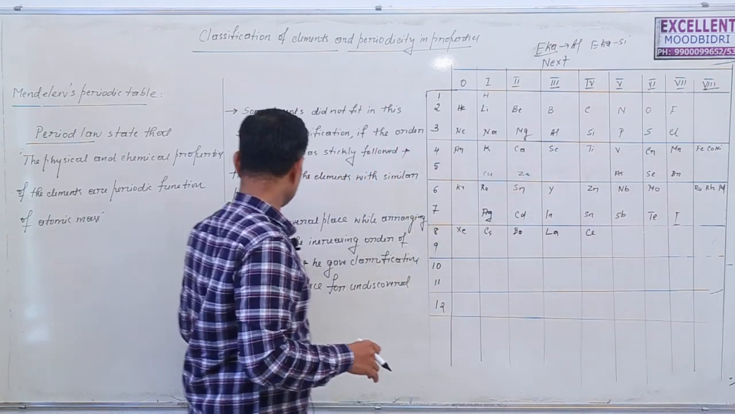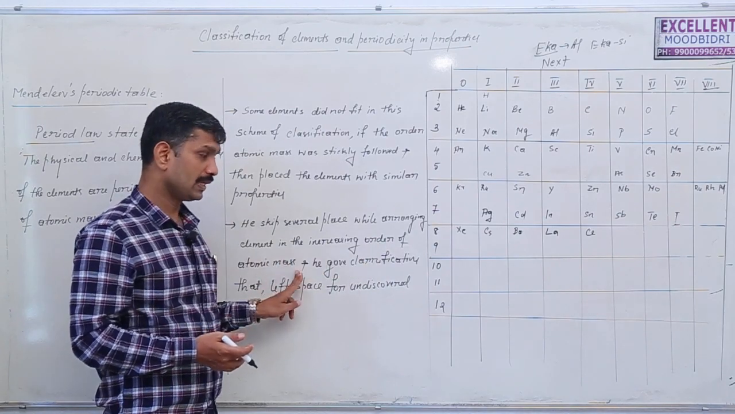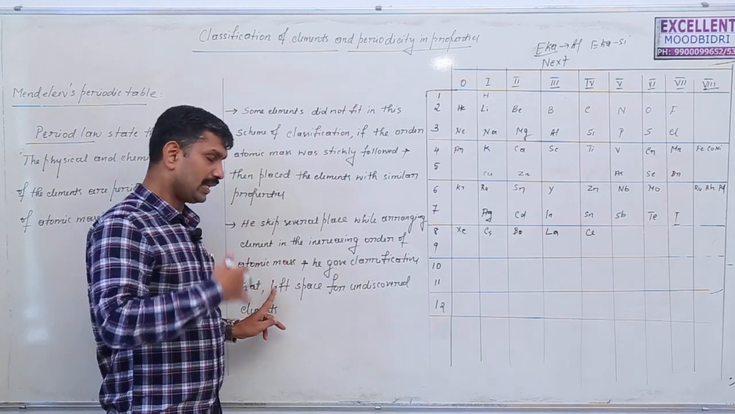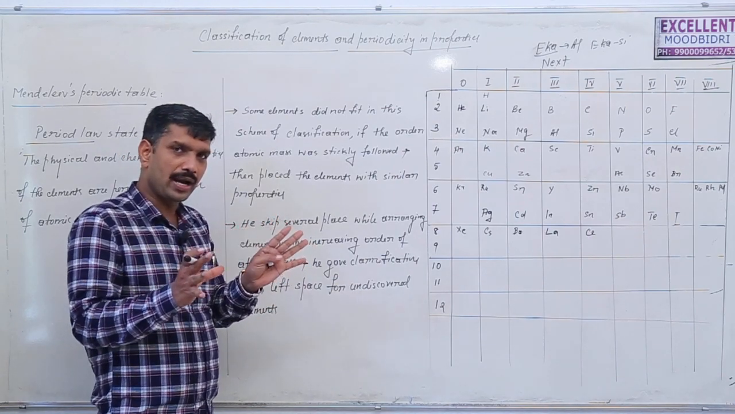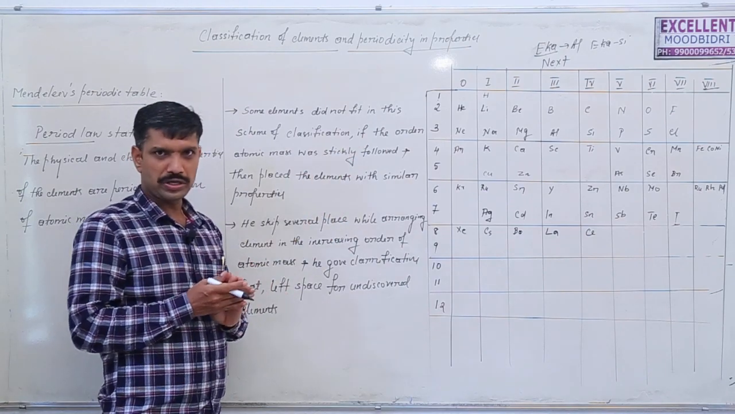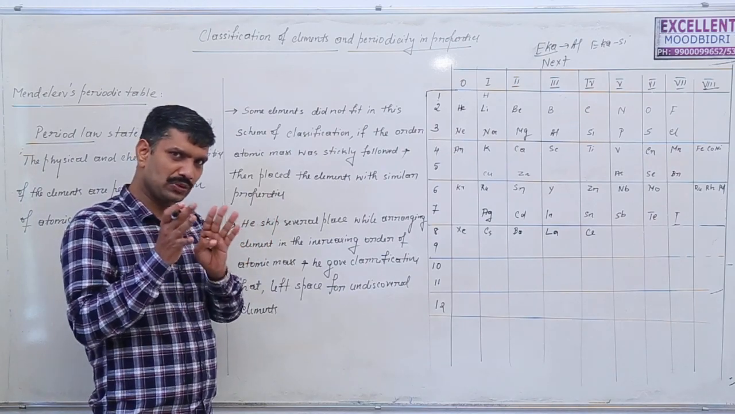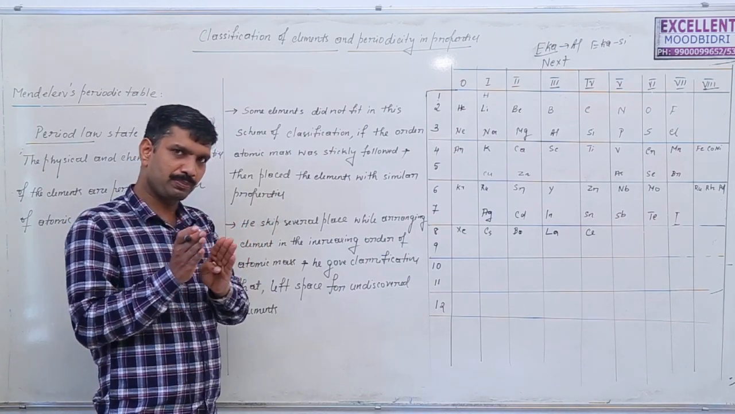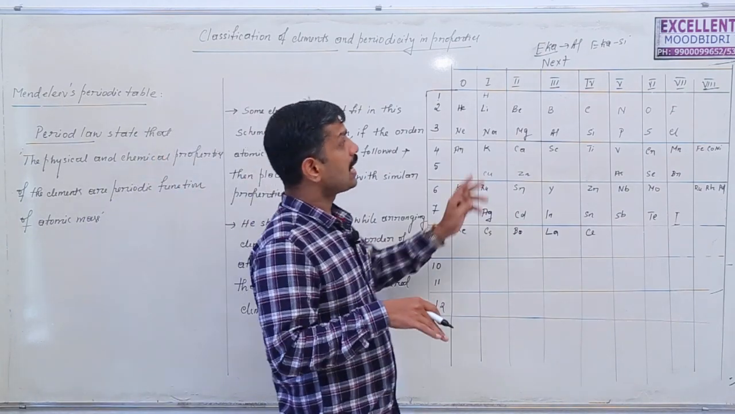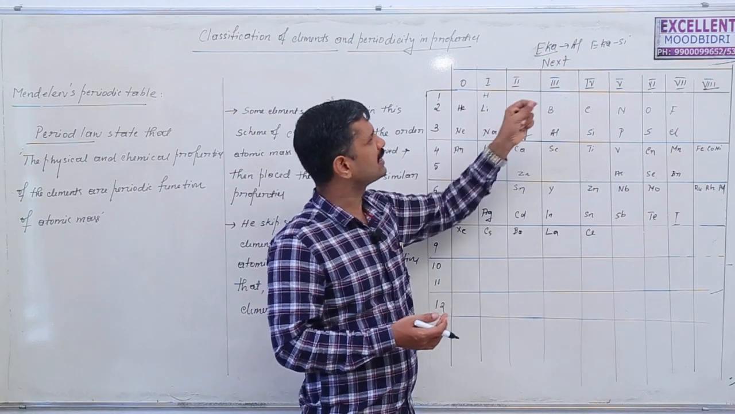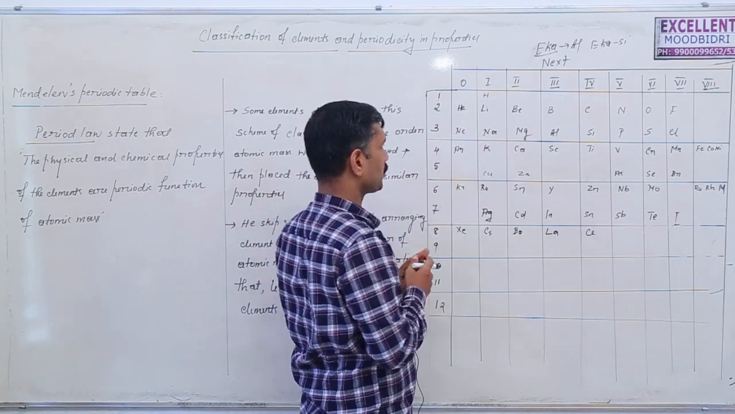Okay, so this is the second clarification. He skipped several places while arranging the elements in increasing order of atomic mass, and he gave the clarification that the space was left for undiscovered elements. Some elements were not discovered at the time the Mendeleev periodic table was published. So that's why he left the space, and it is used for the undiscovered elements. A good example is Eka aluminium and Eka silicon. So this is about the Mendeleev periodic law table.